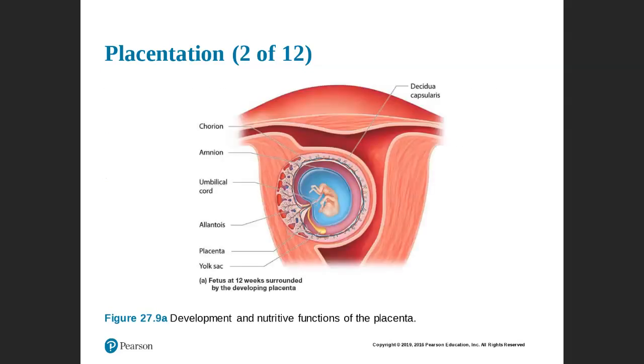So here's a fetus at 12 weeks surrounded by the developing placenta, as you can see here. Okay, this is the developing placenta here. Okay, here's the allantois, which becomes the umbilical vessels, and the yolk sac right here. And this is the early embryo. Okay, this is a 12-week-old embryo. Chorion is out here.